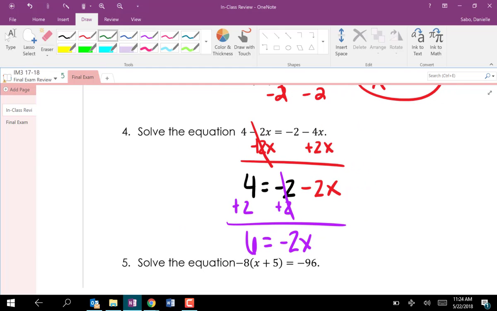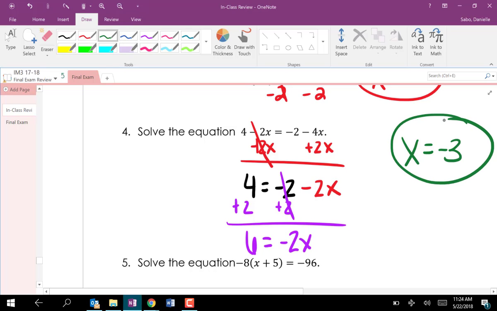So then that gets me 6 equals negative 2x. And my last and final step? Divide. So when I divide, I get x equals what number? Just 3? Negative 3. Careful, on a final or an SAT, you will have both choices at negative and positive.